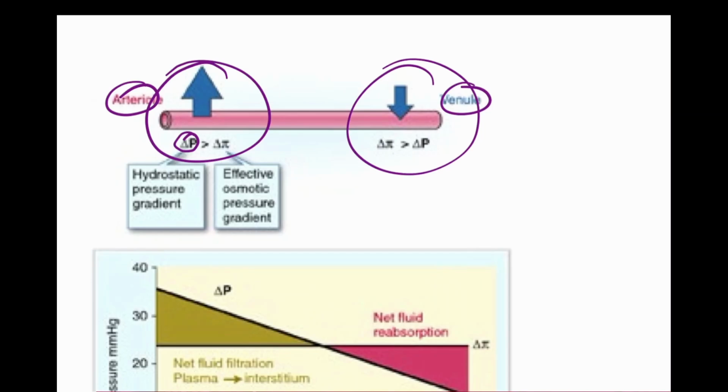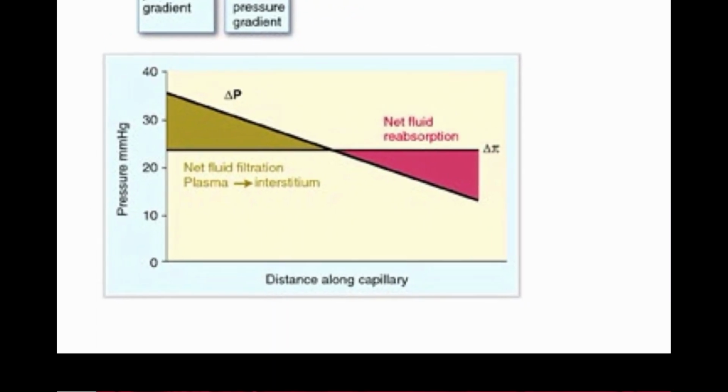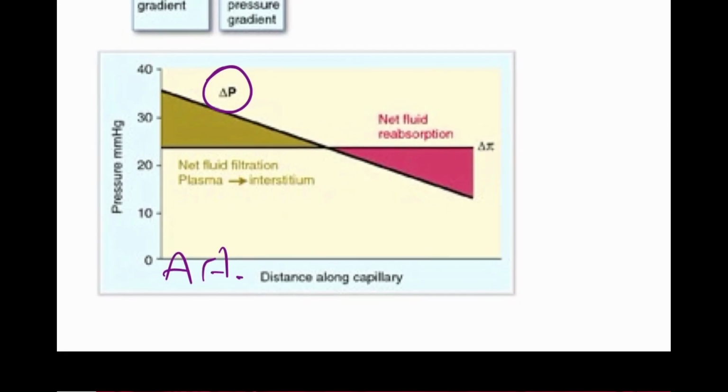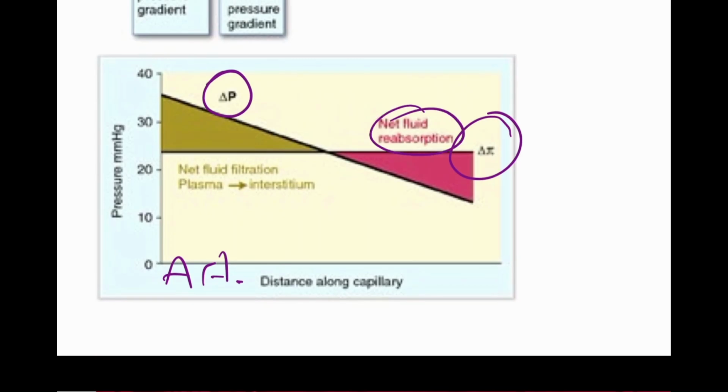Okay, so on the arteriolar end, hydrostatic pressure wins, so we have filtration. On the venular end, we have oncotic pressure winning, pulling, sucking the fluid back into the capillary, bringing in the waste products and whatnot. This picture here just shows it graphically. The change in hydrostatic pressure is greater on the arteriolar end, but on the venous end, we get net fluid reabsorption because the oncotic pressure is greater.